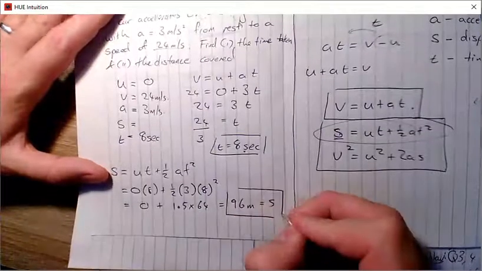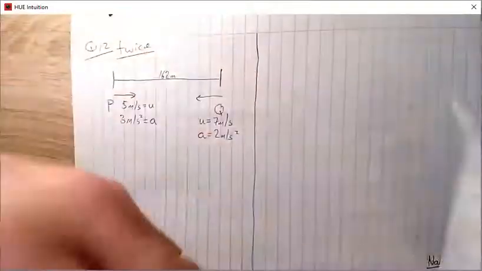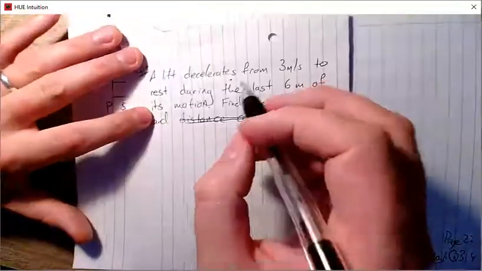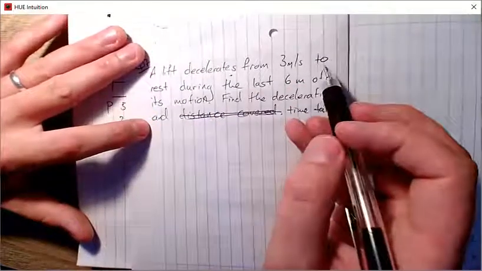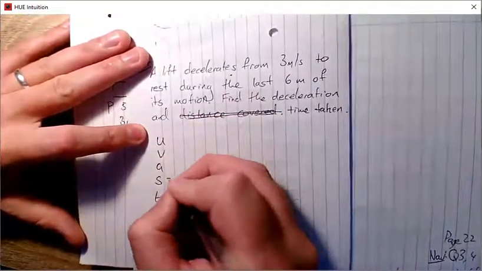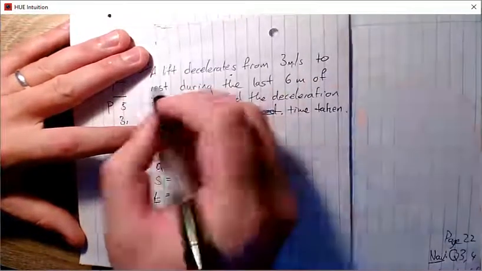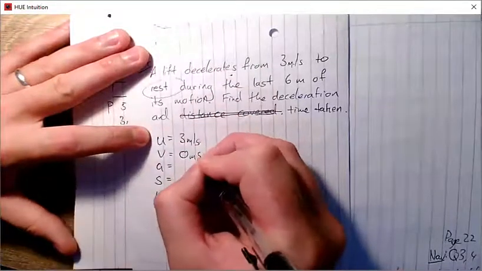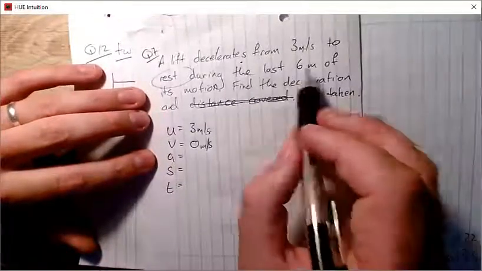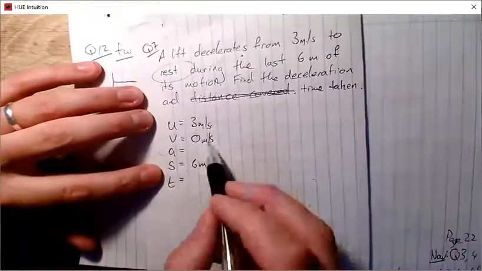Okay, so there's question 2. Similar type of question 7. So let's have a look at that one. A lift decelerates. Now what's different now is you're slowing down. So what that means is your acceleration is in the opposite direction to your movement. Okay, so when you do your UVAS this time, you'll say my initial velocity was 3 meters per second. To rest, there's my final velocity, 0 meters per second. Find the deceleration in the last 6 meters of its motion. So 6 meters is the distance traveled. Find the deceleration and the time taken.